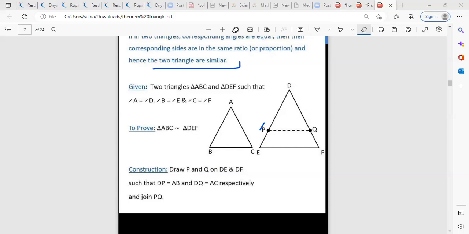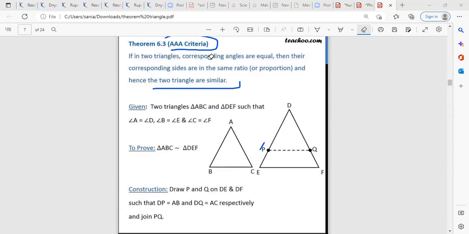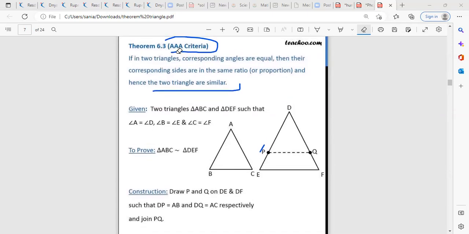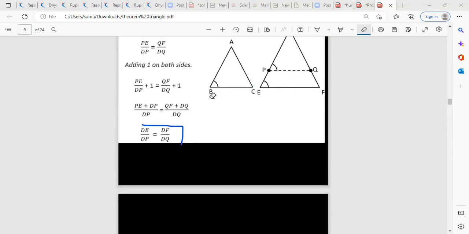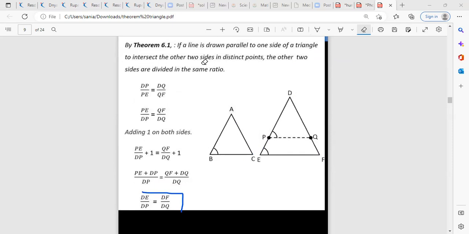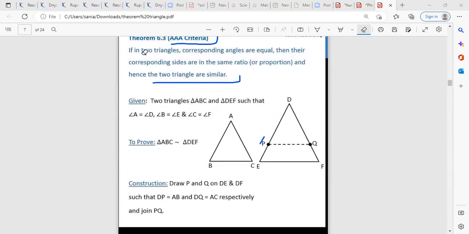What should I write as the heading? Just write Theorem 6.3 and in brackets the criteria, that's it. Is it AAA or SAS? AAA. Why AAA? Just a minute, let me check it. Okay, just write Theorem 6.3. Let me check once.